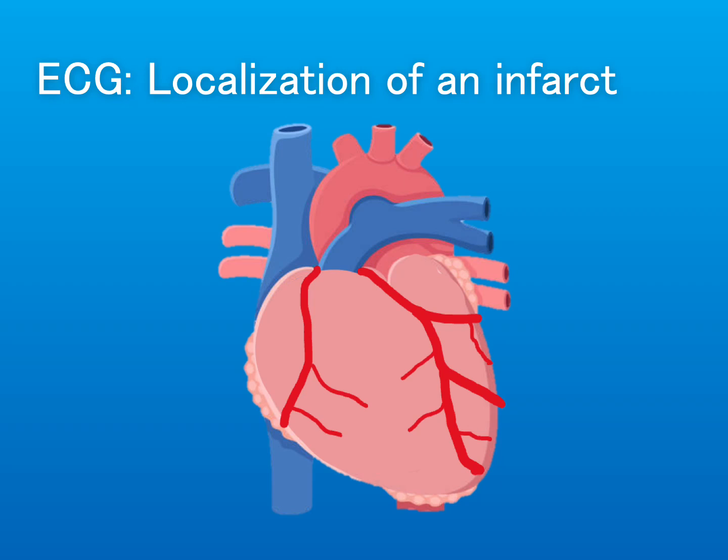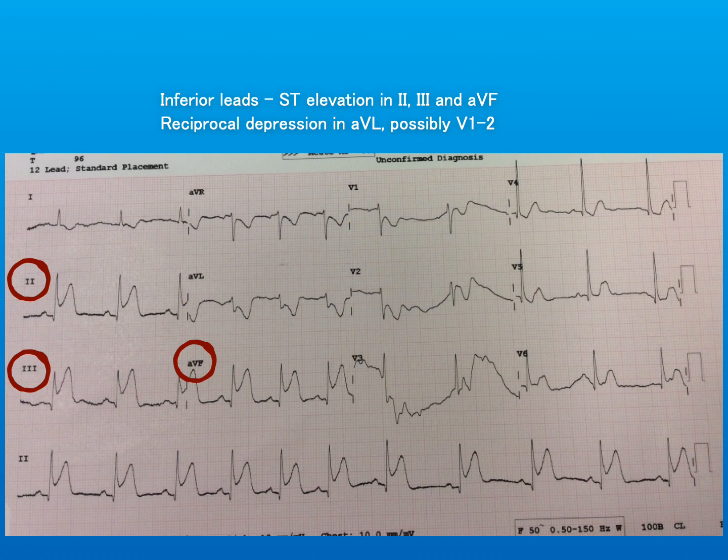In an inferior MI, we generally have an occlusion of the RCA, the right coronary artery, and it will show up on the ECG as ST elevation in leads 2, leads 3, and AVF. In patients with an inferior MI secondary to an RCA occlusion, we'll typically see greater ST elevation in lead 3 than lead 2.